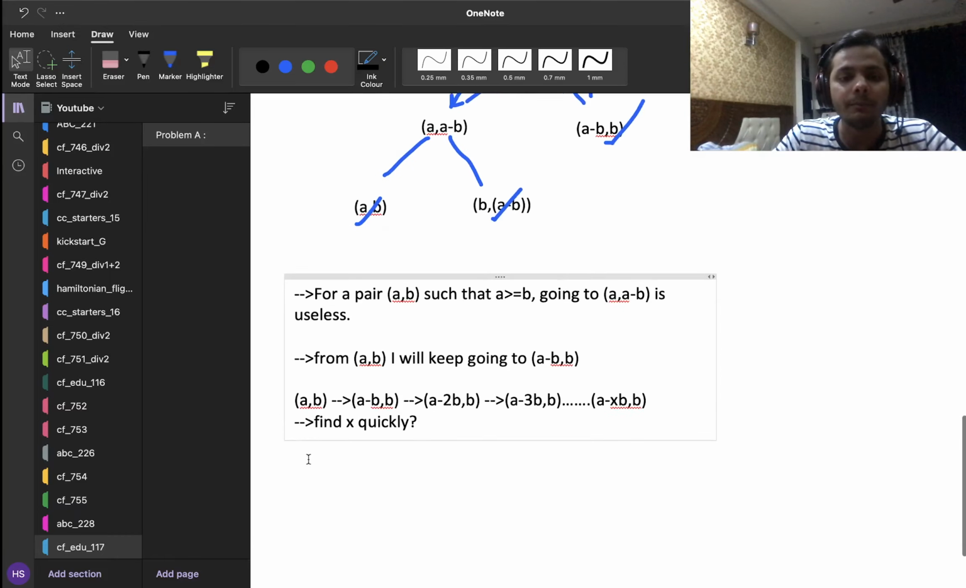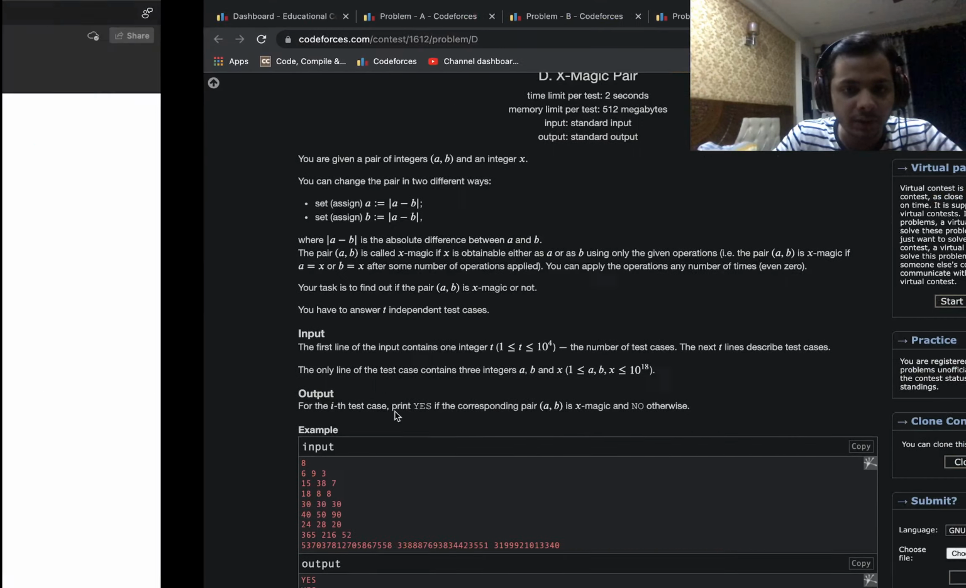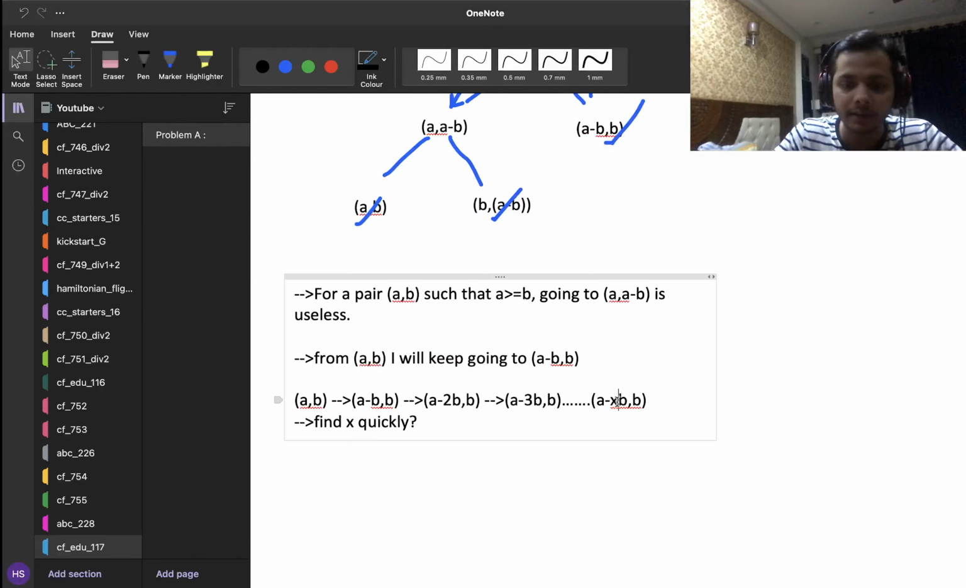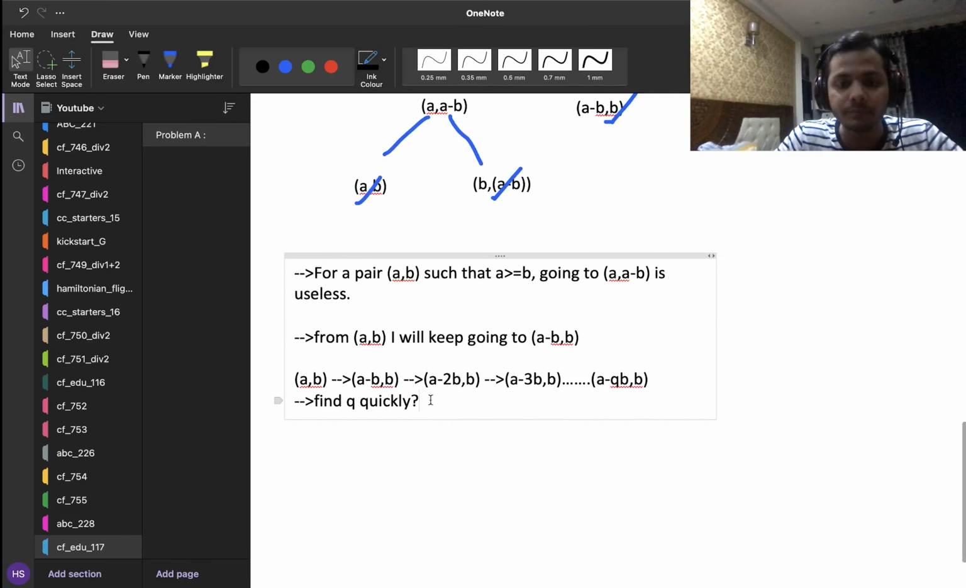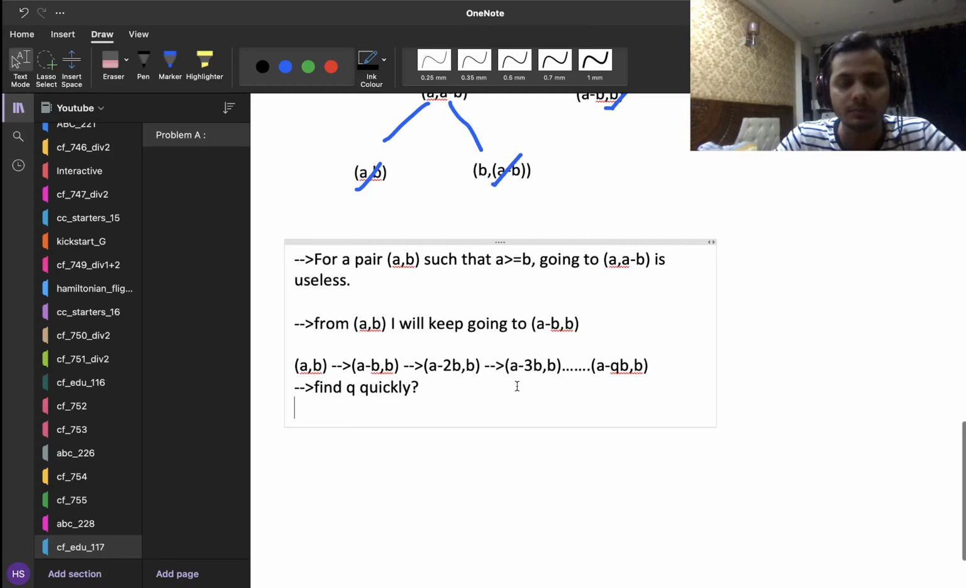So I think x was given to me in the problem, so let's take it as r, or maybe q. Q is a better choice. So we need to find q quickly, and if we find q, I can just go from a minus b to a minus qb comma b, and I can also check for the availability of x in all these middle terms very quickly. And I can do that because, let's say in the ith operation I get to x, then a minus ib will be equal to x, right?